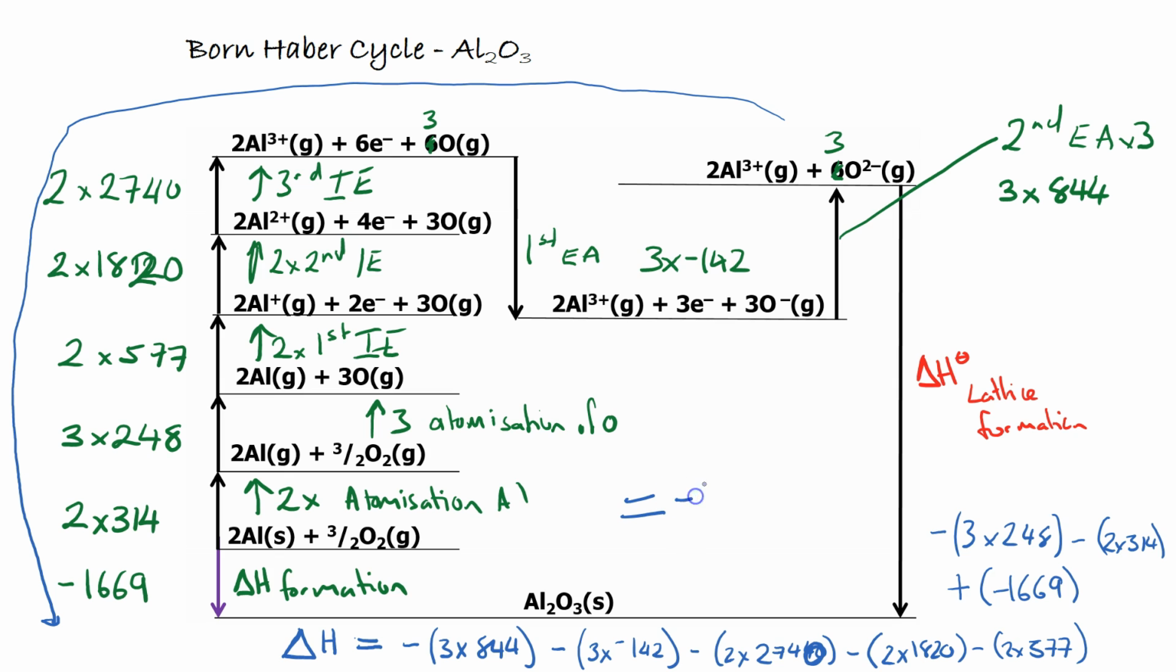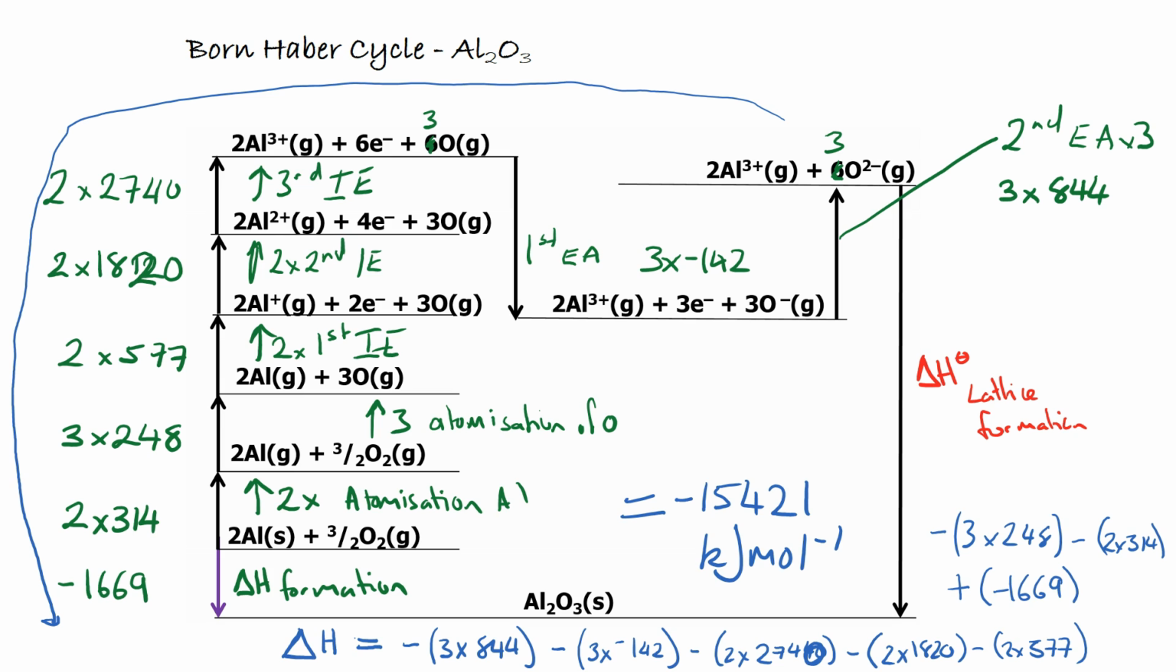a value of minus 15421 kilojoules per mole. We just have to be careful there when you're putting your calculations in that you don't accidentally add or subtract values when you should be doing vice versa.